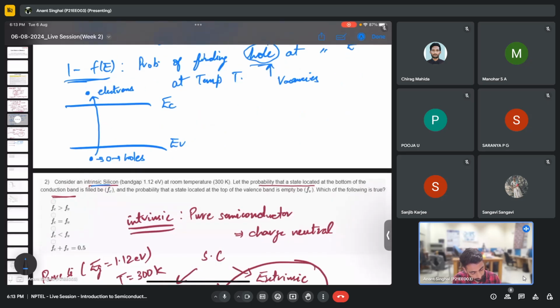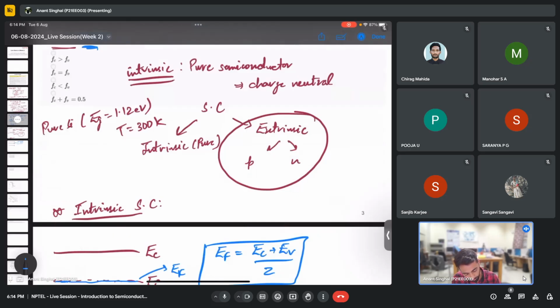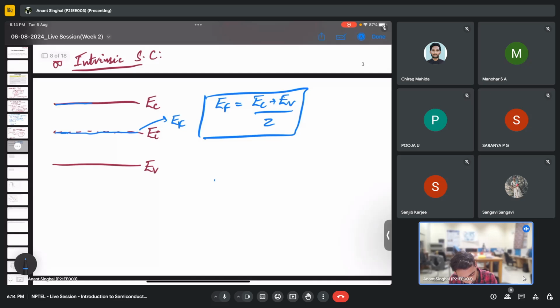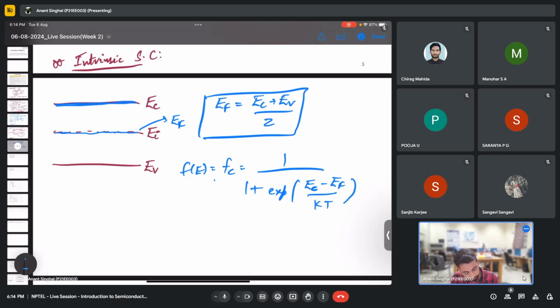Now the question states that the probability that the state located at the bottom of conduction band is filled is Fc. So Fc is here. So at the bottom of conduction band we are here. So the probability is given out by Fc, which is given in the question at the bottom of conduction band. So we will keep the energy as EC, because the energy at the bottom of conduction band is EC. So is there any doubt in this particular expression, how Fc has come? Please let me know if you have any doubts.